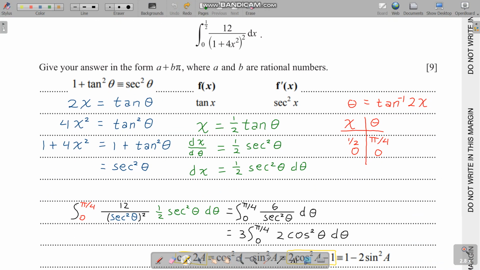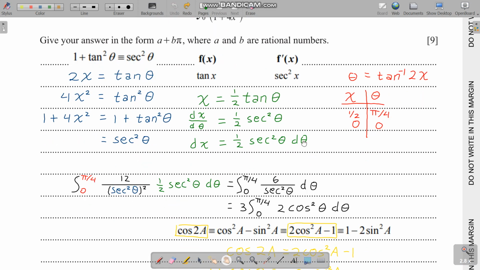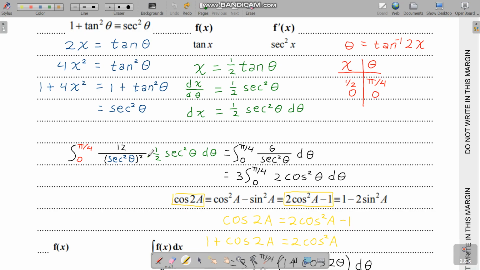We start with the limits of integration. Instead of 0 to 1/2, we use 0 to pi over 4. And for the 1 plus 4x squared, we use this. And for the dx, we use this. Now, if we simplify, we have secant squared divided by secant squared, so they cancel out. And now we have only 1/2 times 12, which is 6. So we have 6 over secant squared.